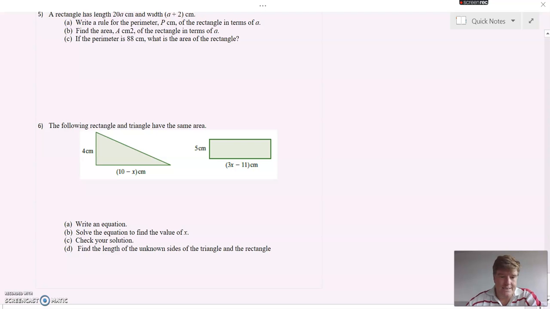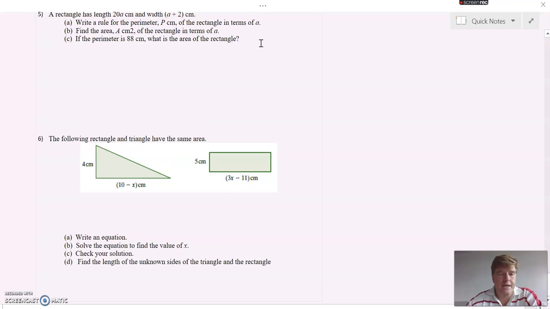G'day, Year 8. So let's have a look now at the last two questions we've got here. A rectangle has a length of 20a and a width of a plus 2. It asks us to find the rule for the perimeter.